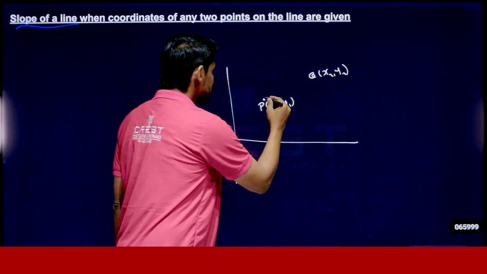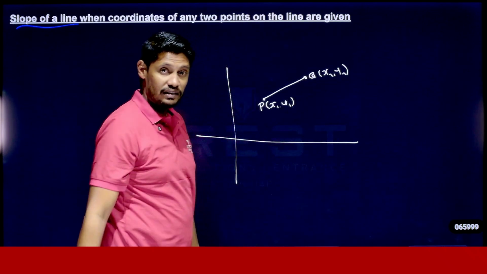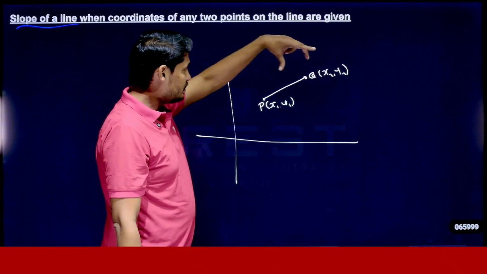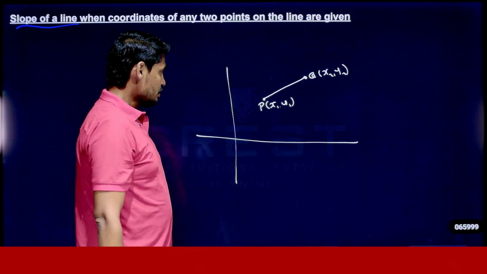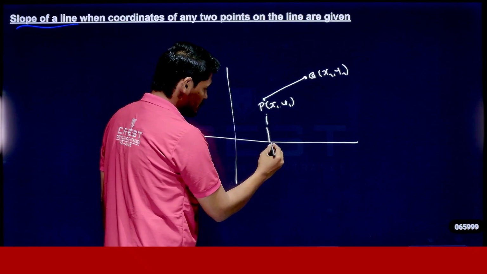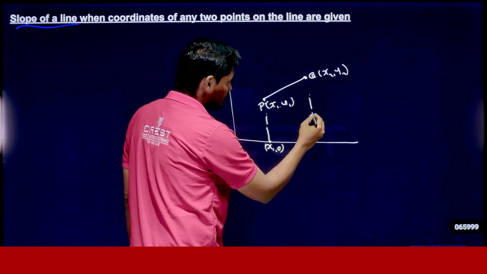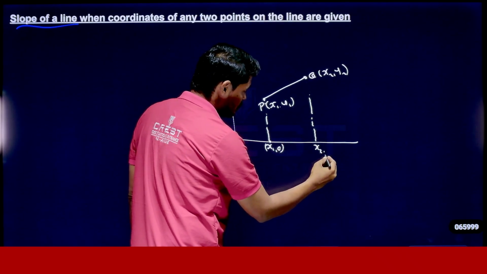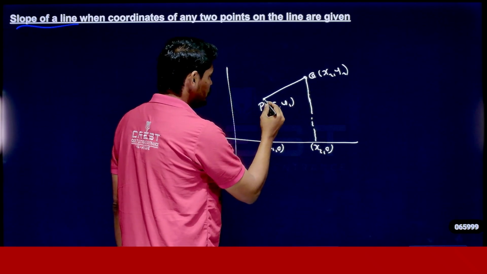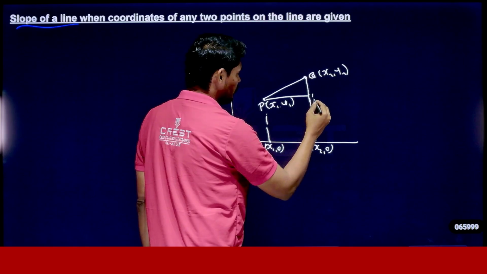We have to find the slope of this line, and we are not given the angle, but we are given the 2 coordinates x1, y1 and x2, y2. In this case, how can you find the slope? For this, we know that this point, when you are drawing a perpendicular, is (x1, 0). When you are drawing a perpendicular from here to here, this point is (x2, 0). And we draw a line parallel to x-axis, and suppose we mark this point as R.